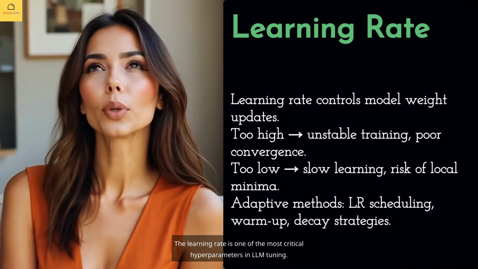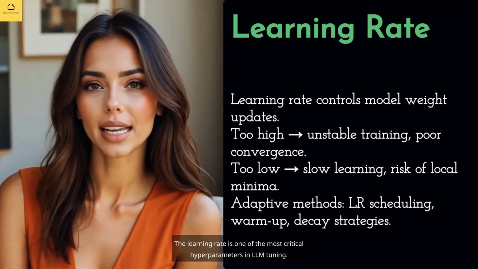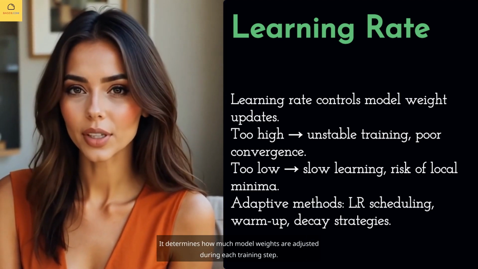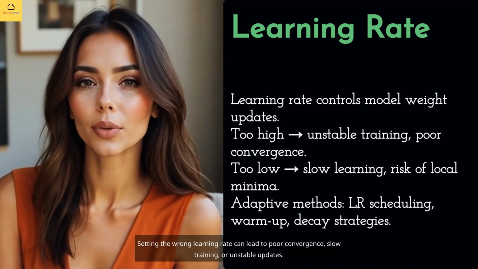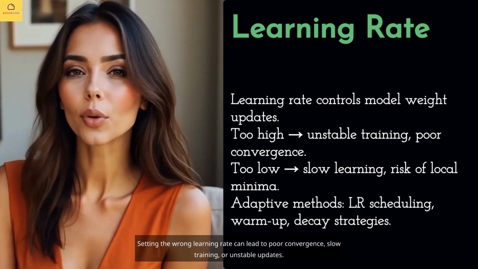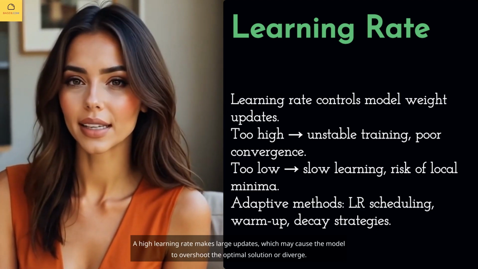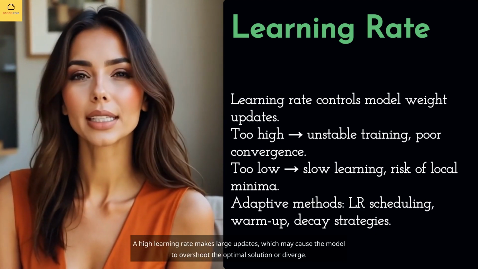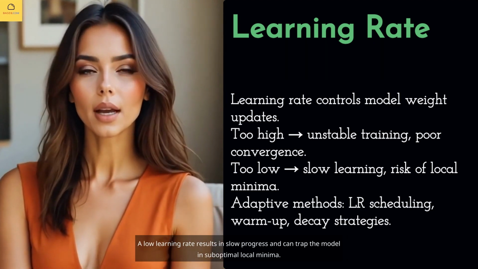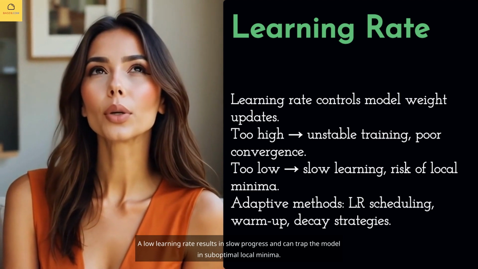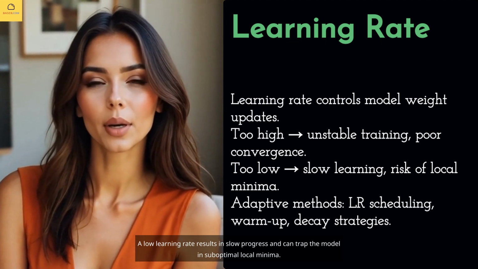The learning rate is one of the most critical hyperparameters in LLM tuning. It determines how much model weights are adjusted during each training step. Setting the wrong learning rate can lead to poor convergence, slow training, or unstable updates. A high learning rate makes large updates, which may cause the model to overshoot the optimal solution or diverge. A low learning rate results in slow progress and can trap the model in suboptimal local minima.